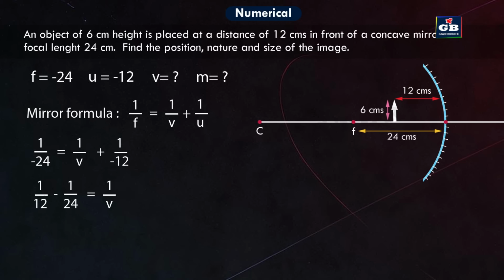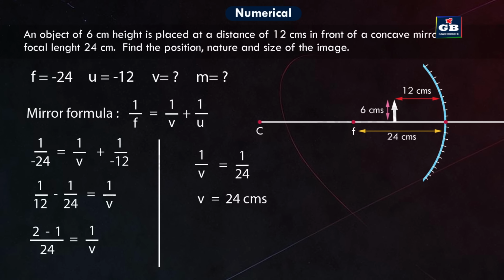Now 1 by 12 minus 1 by 24 equal to 1 by V. Here 2 minus 1 by 24 is equal to 1 by V. So here V is equal to 24 centimeters, that is positive 24 centimeters. So we found the value of V, that is the image distance.